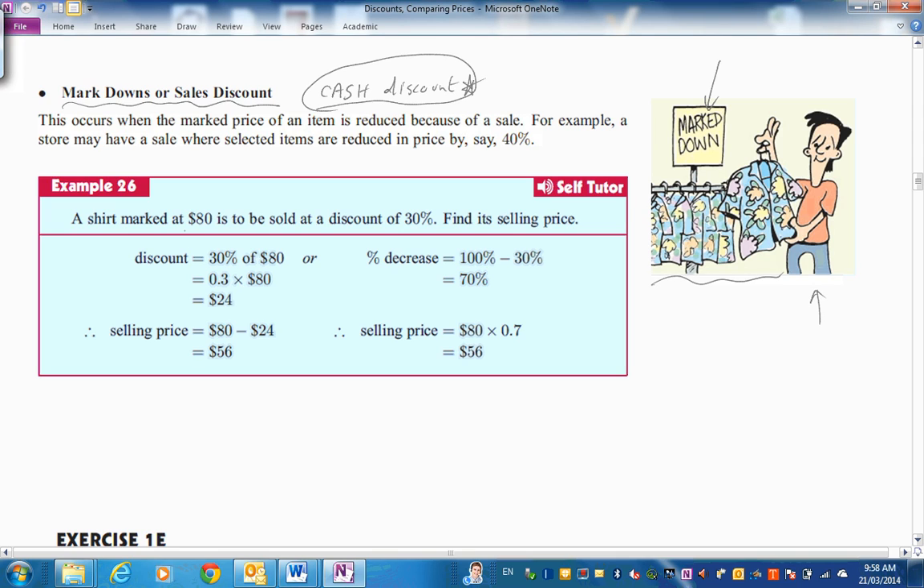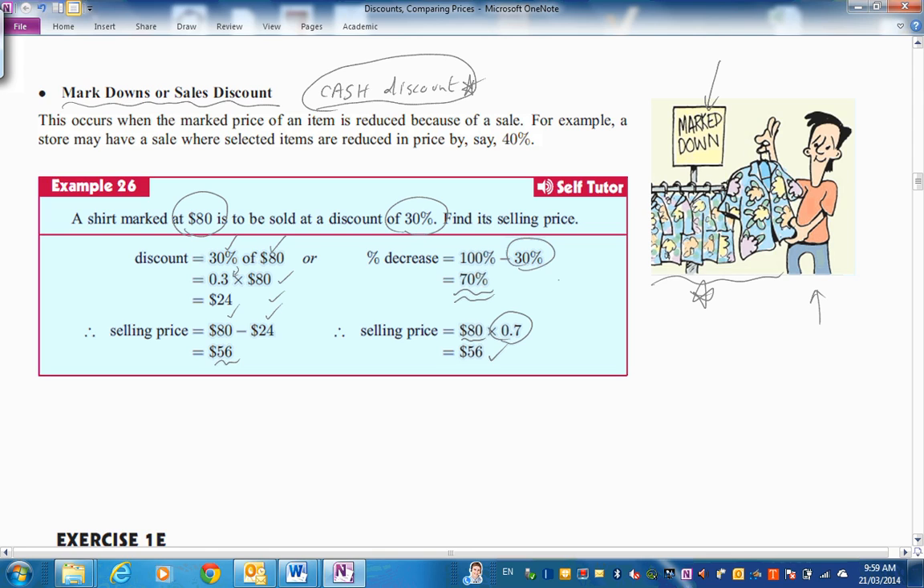Okay, let's say a shirt is marked at $80. Gee, I wouldn't pay $80 for that, mate. And it's to be sold at a discount of 30%. Find its selling price. Let's do it. 30% of 80, 30% divided by 100 is 0.3, times 80 is 24. So the selling price is 80, take your discount, 56. Or the other way, 30% off, I only want to pay 70%. 100 take 30, 70%. So what is 70% of 80? 70 over 100 is 0.7, and so I'm going to pay $56.